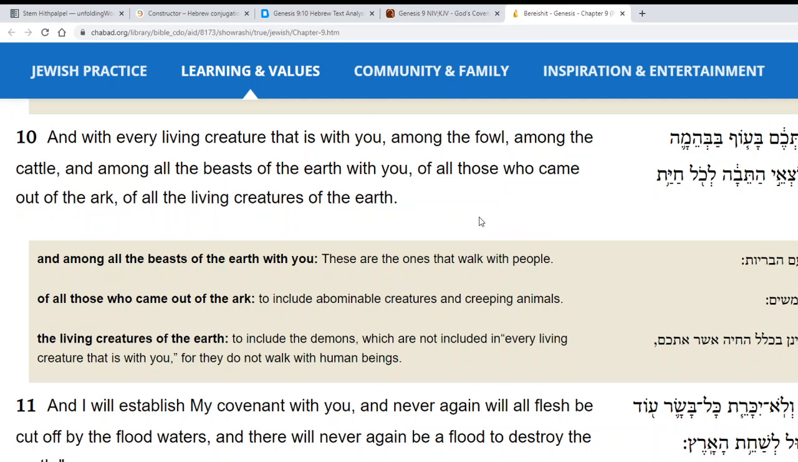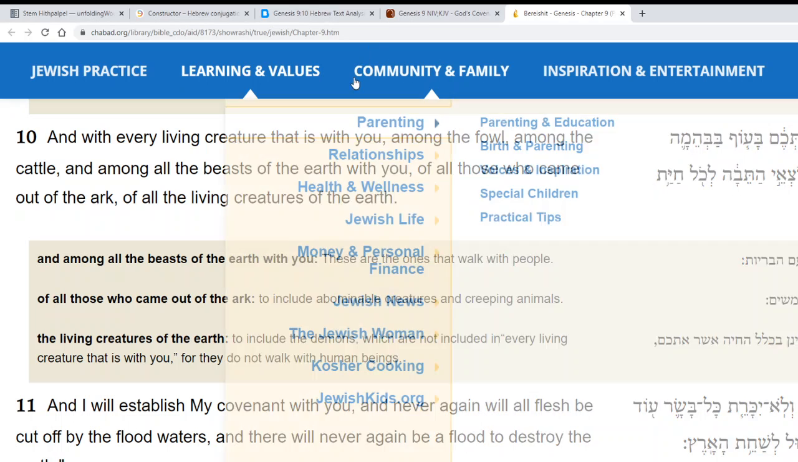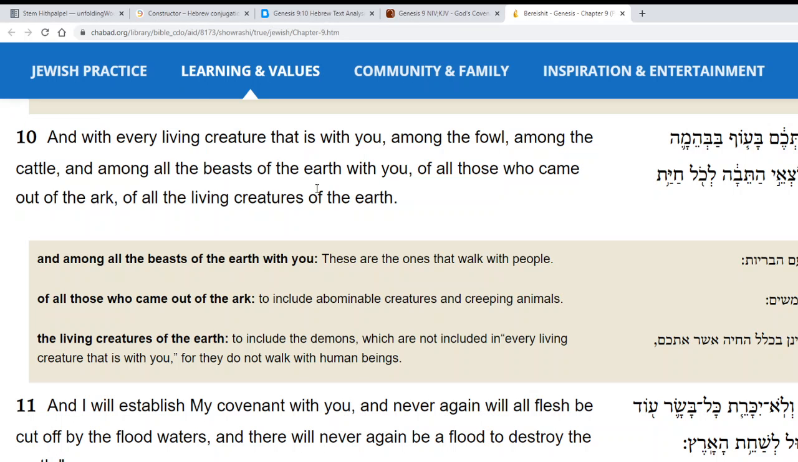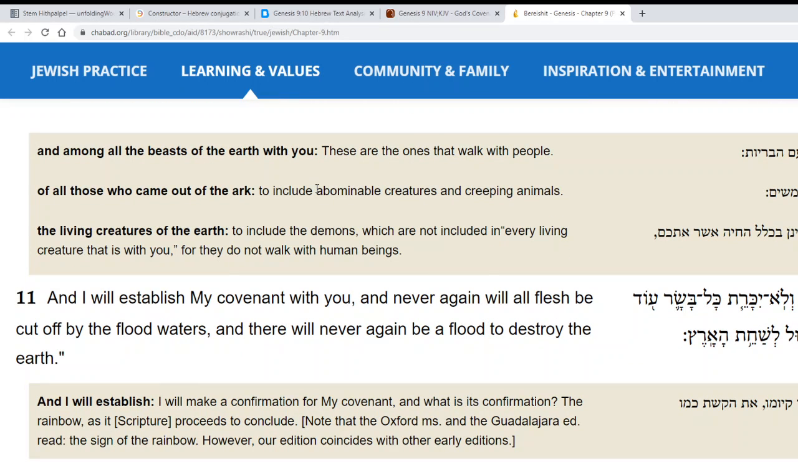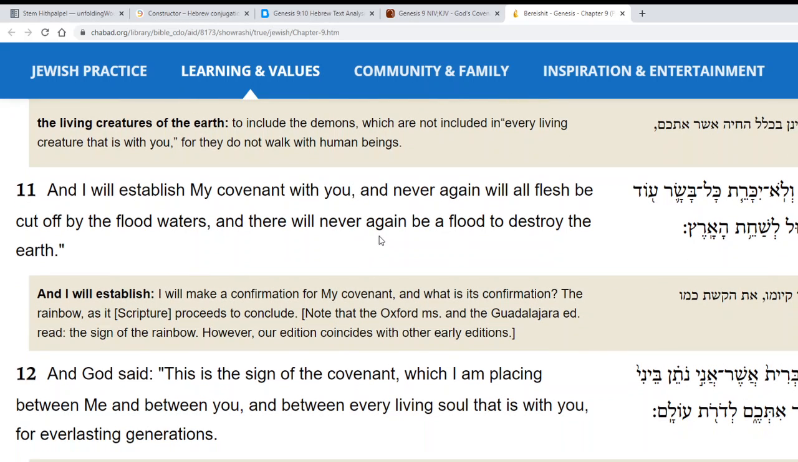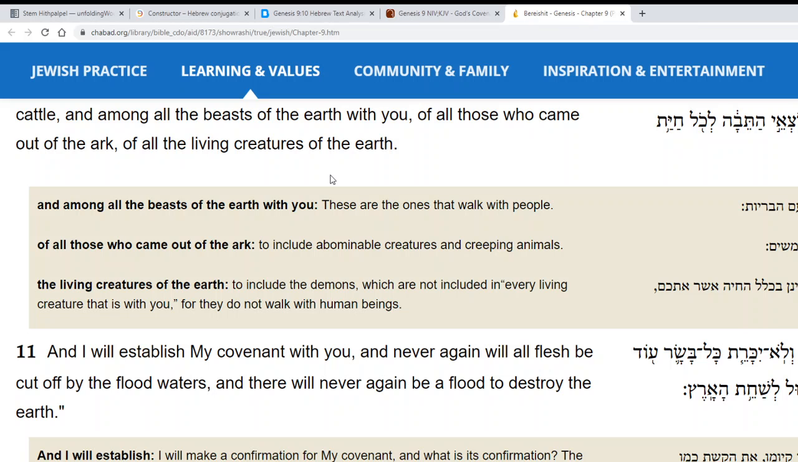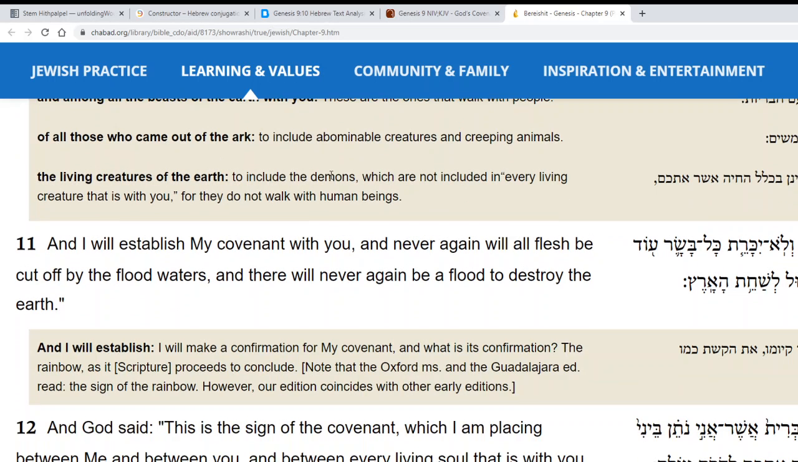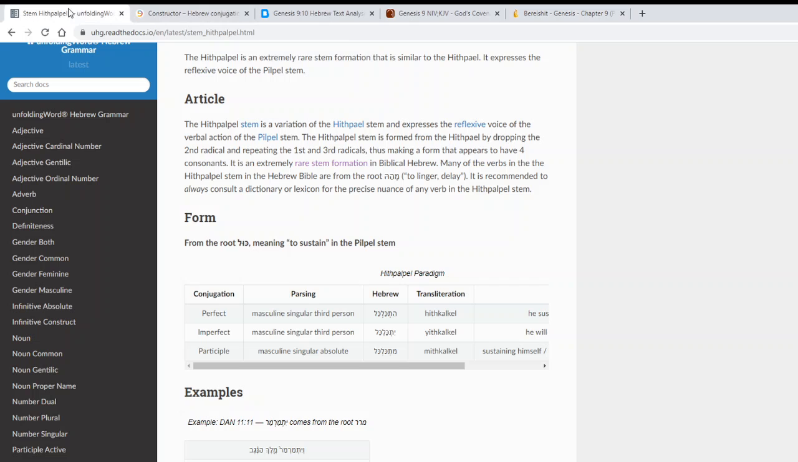Let's see, Chabad, verse 10. And with every living creature that is with you, among the fowl, among the cattle, and among all the beasts of the earth with you, of all those who came out of the ark, of all the living creatures of the earth. And Rashi has some very interesting things to say there. Okay, you can look there if you like.